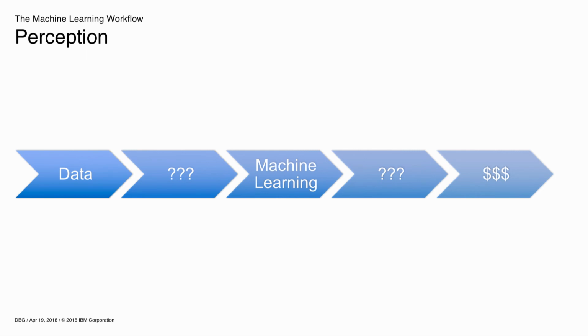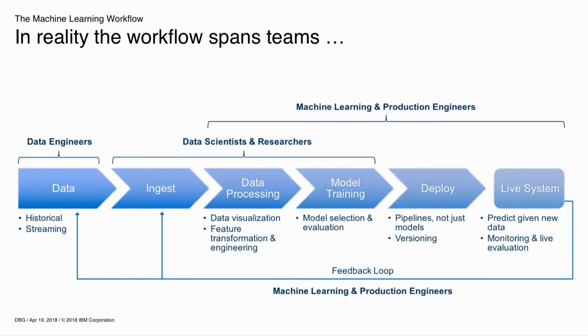So, as we all know, machine learning is simple, right? You take data, apply machine learning, profit. Easy. But in reality, that machine learning workflow is significantly more complex, right? So the workflow spans processes and teams.